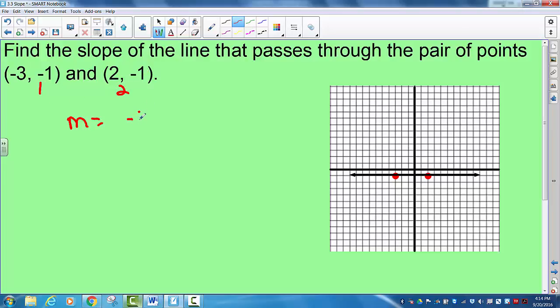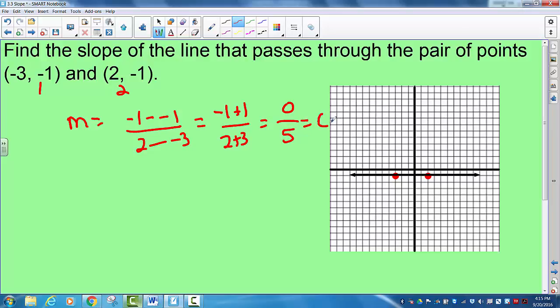y2 minus y1. This is where a lot of people make a mistake. See, I've already put the negative sign for minus because in the formula it's y2 minus y1, which is -1, over x2, which is 2, minus a -3. So that gives us -1 plus 1 over 2 plus 3 equals 0 over 5. 0 over 5 is 0.